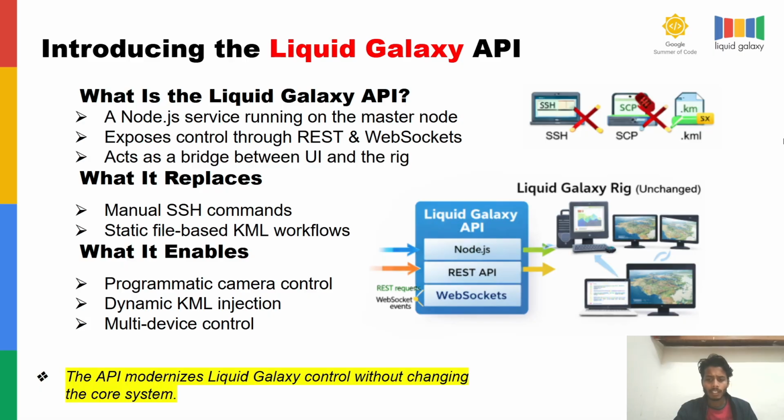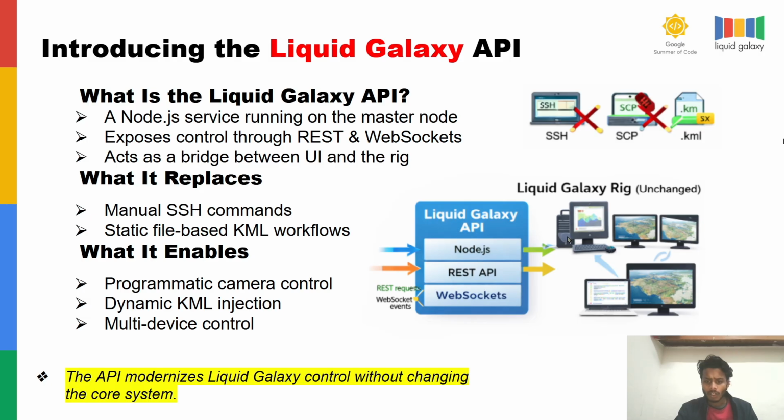You can think of the API as a bridge. On one side, you have modern user interfaces like a tablet app, a web dashboard, or even multiple devices at the same time. On the other side, you have the Liquid Galaxy rig. The API sits in between and translates those high level commands into actions the rig already understands. And this is the key idea I want to highlight: the API does not change the Liquid Galaxy core system.